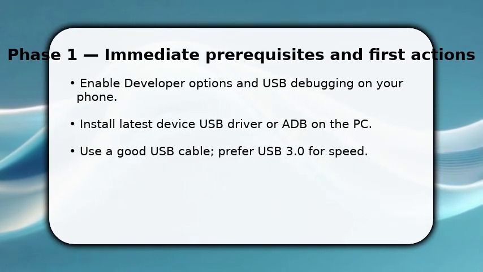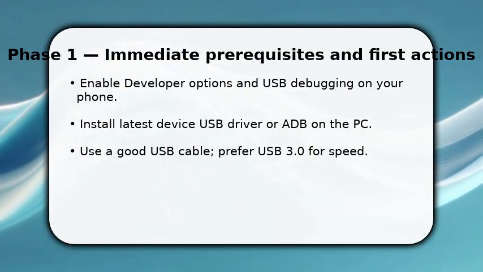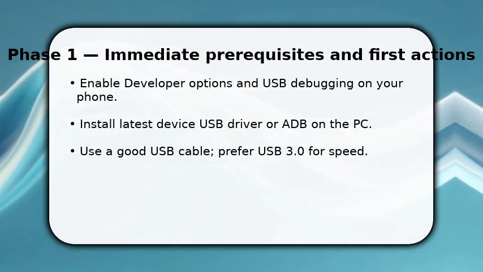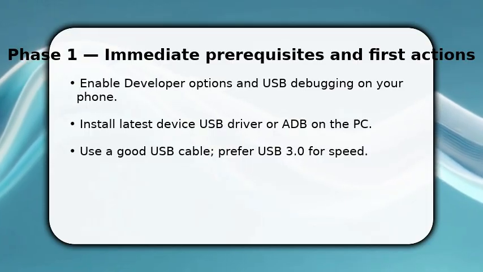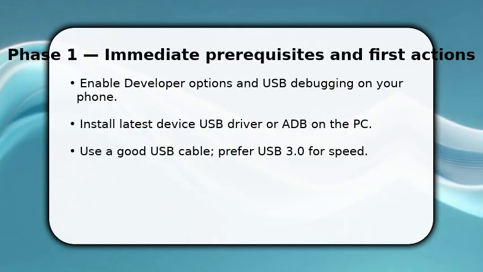You start by making the phone visible to the PC, enable developer options, then turn on USB debugging so the computer can access your screen. Next, install the manufacturer USB driver or a minimal ADB package on the PC. This is required for secure data and control.